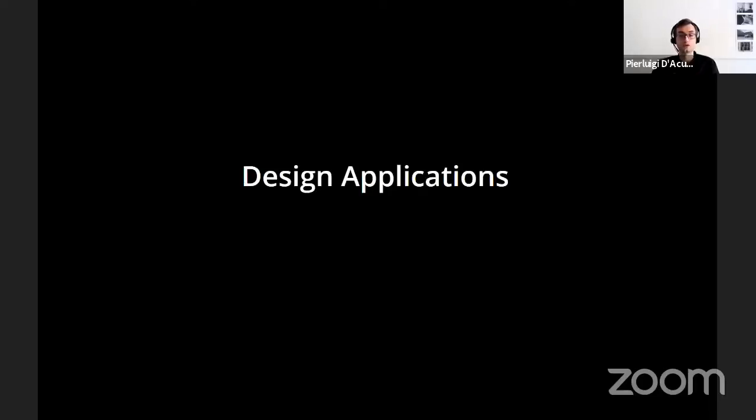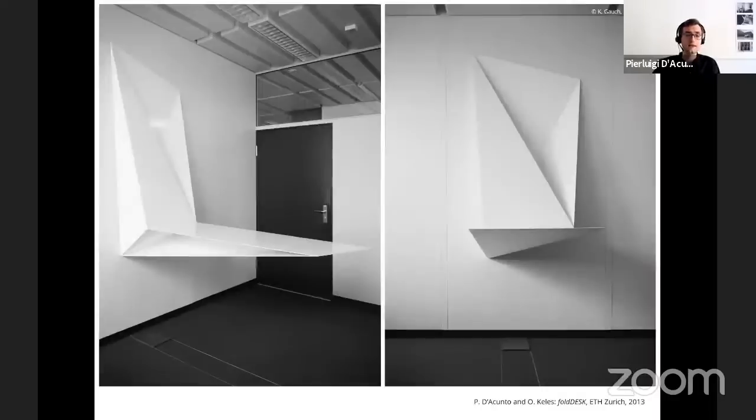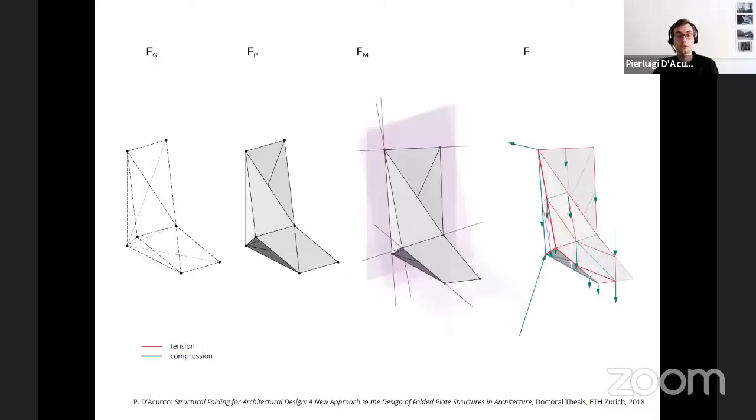Here, I will show just a selection of some projects that deal with different structural behaviors, different scales, and different materials. For example, in this project, the fold desk, the aim was to create a novel table typology as a combination of two elements, a tabletop and a whiteboard. The geometry of this table has been defined using a novel design method for structural folding in architecture. And this method was based on the use of a tetrahedral grid in order to generate the topology of the structure and also the geometry of a rigid folded plate structure.